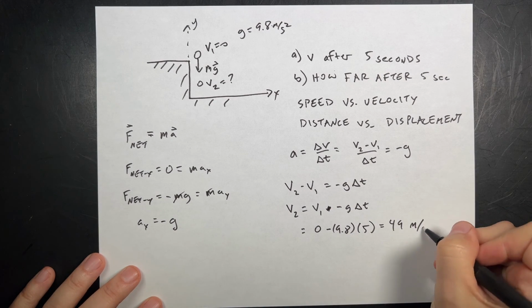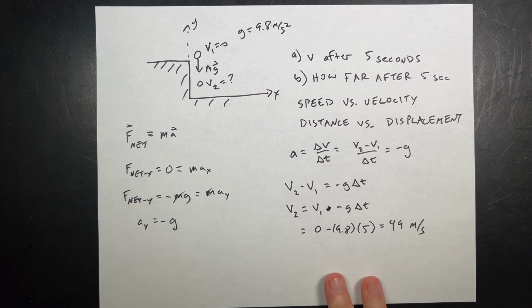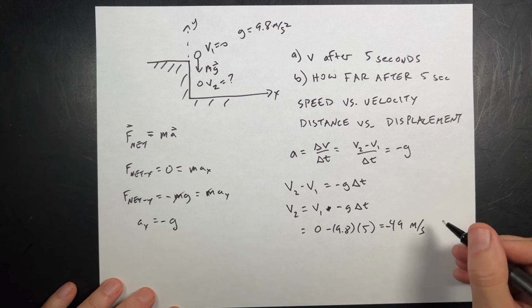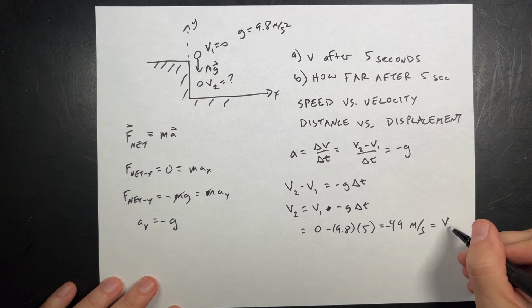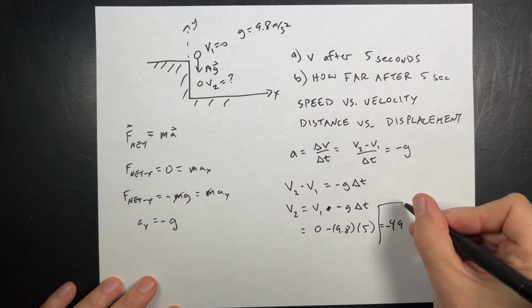49 meters per second, which is actually pretty fast. Okay. Now let's just go ahead and talk about, I'm sorry, negative. Right? I have the negative. And this is the y velocity. So it's v2y. And that is important.